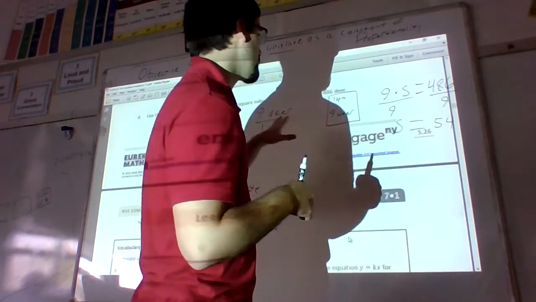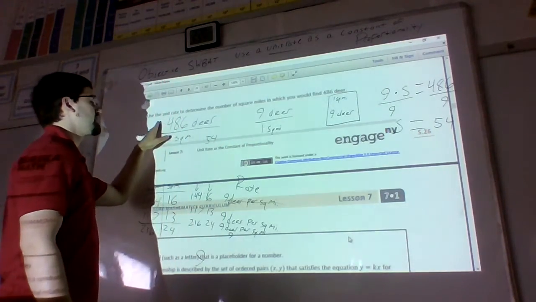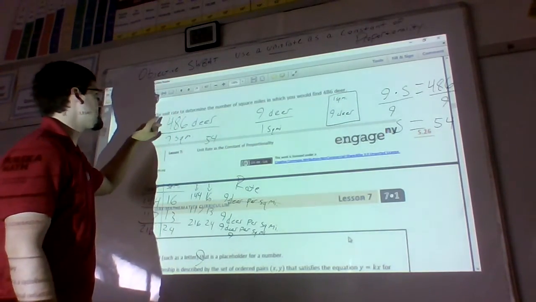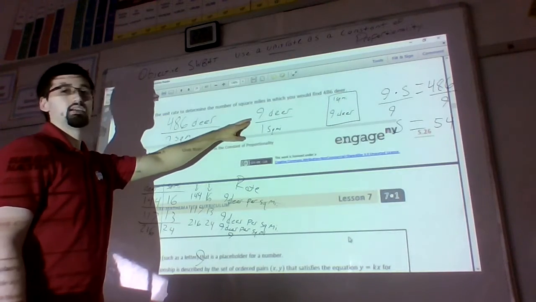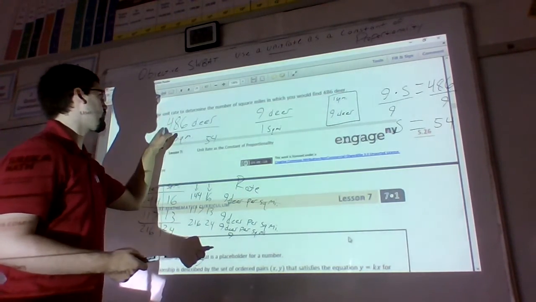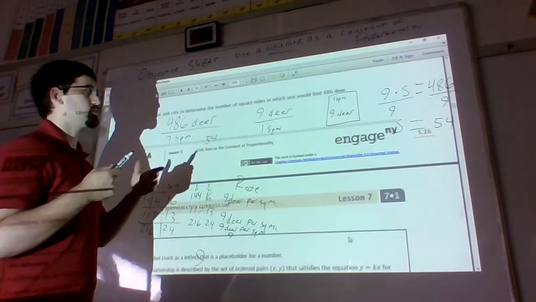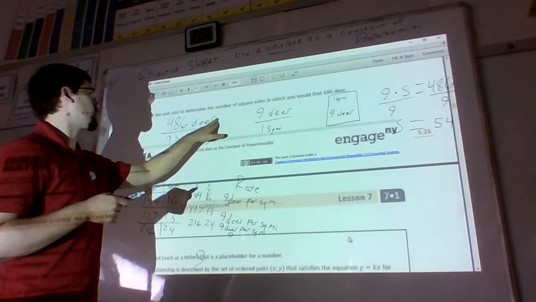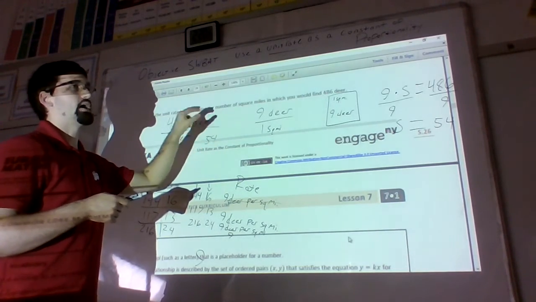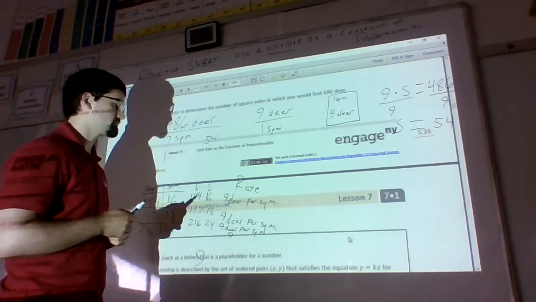So here I already know that there are 9 deer for 1 square mile, and I know I have this many deer. So if I split these into equal groups of 9, that should tell me the number of square miles it takes to get 486 deer. Because I need a certain number of groups of 9 to equal 486. And whenever I have a group of 9 deer, I have 1 square mile.